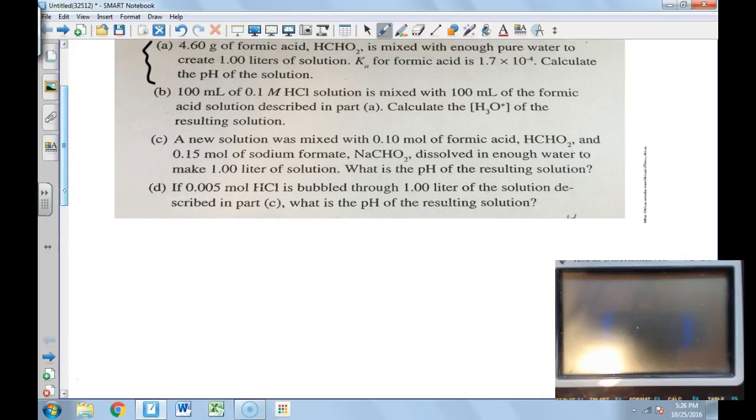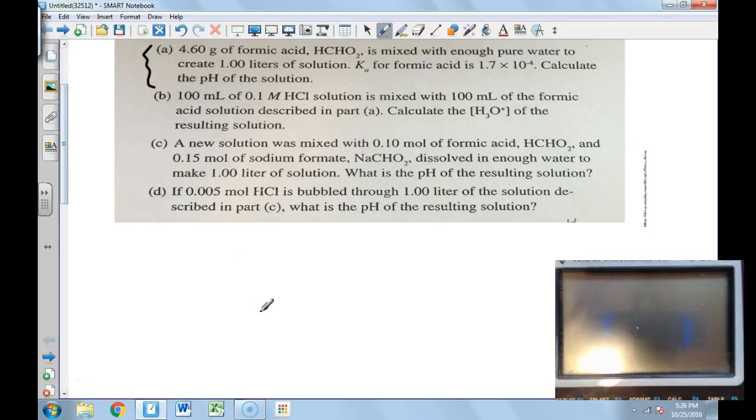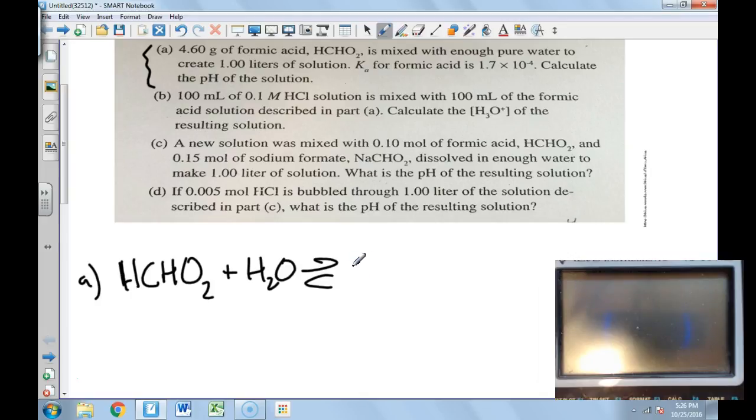There are equilibrium problems where you have to find the K, the equilibrium constant, or the conditions, which are the values at equilibrium. So when we get started on this, for part A, we're always going to want to write a reaction. Keep in mind the reaction for the equilibrium of weak acids is always the same, and the reaction for the equilibrium of weak bases is always the same.